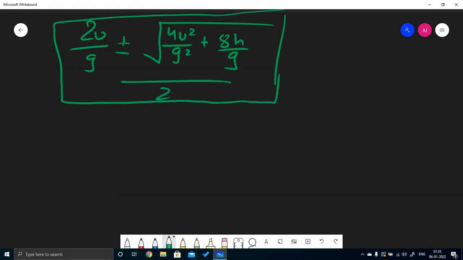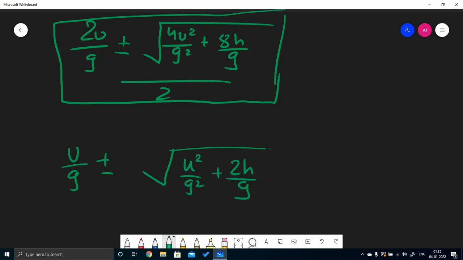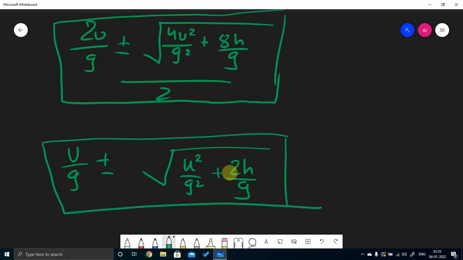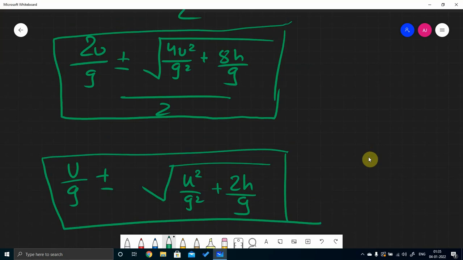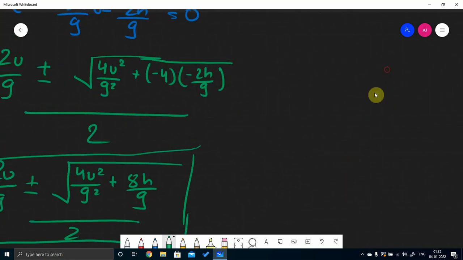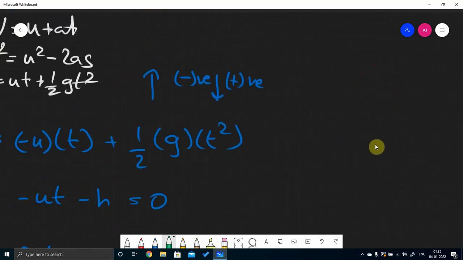So if I simplify this even more, then we get u by g plus minus, if 2 comes out, so if we took 4 common over here, it will become u square by g square plus 2h by g. Alright, this is what we get on simplifying. So this is t. This is what t is equal to. T1 is equal to this. Now we go ahead and calculate t2.